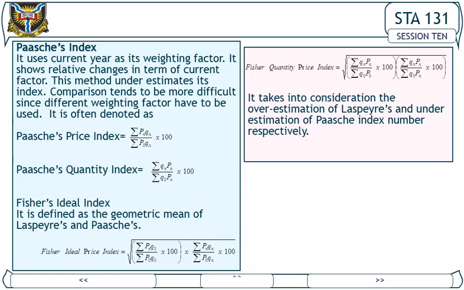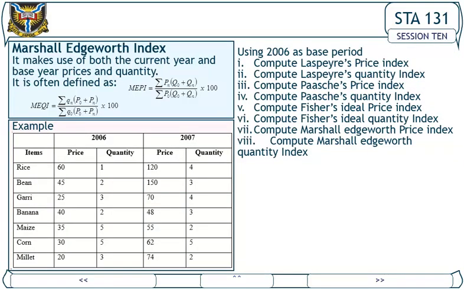Fisher's Ideal Index. It is defined as the geometric mean of Laspeyres and Paasche. Fisher Ideal Price Index is equal to, Fisher Ideal Quantity Index is equal to. It takes into consideration the overestimation of Laspeyres and underestimation of Paasche index numbers respectively. Marshall-Edgeworth Index. It makes use of both the current year and base year prices and quantity. It is often defined as MEPI is equal to, MEQI is equal to.